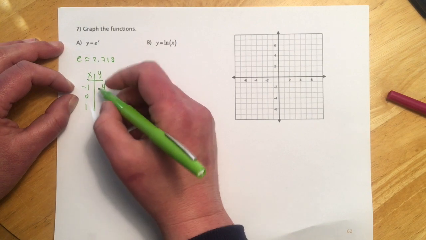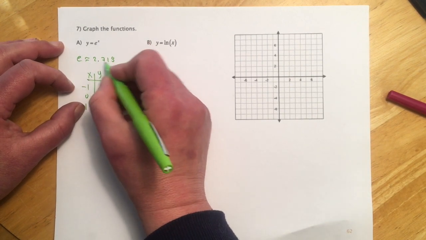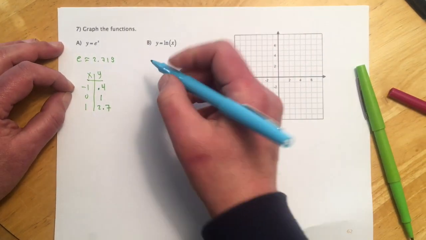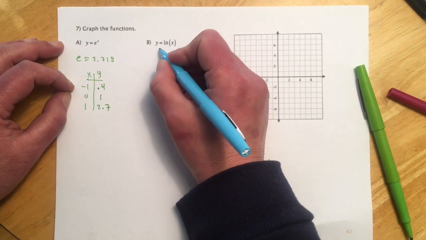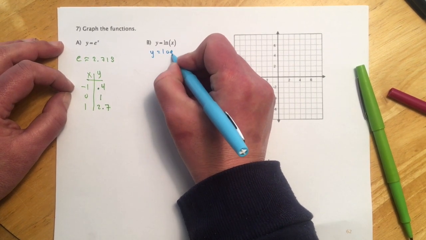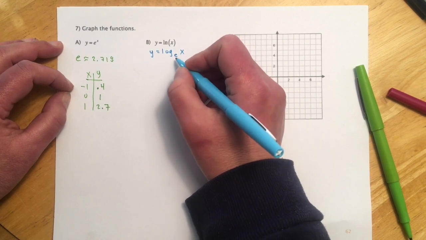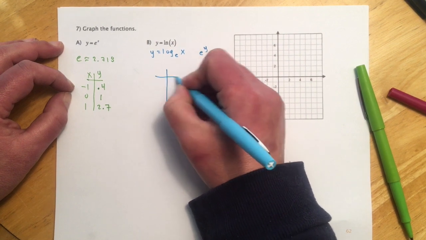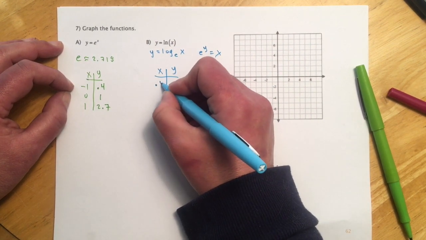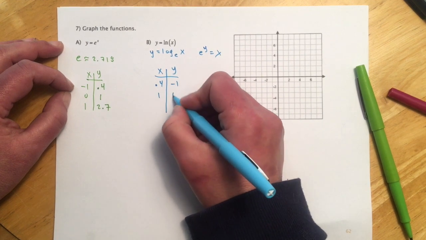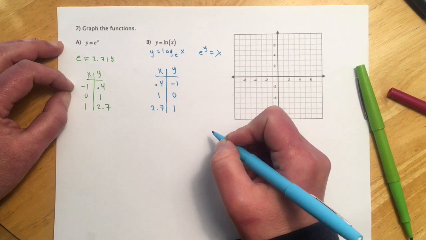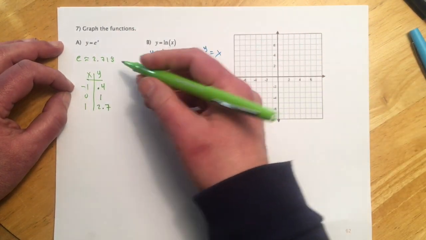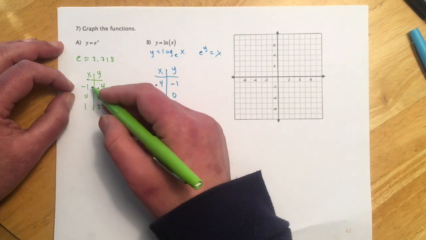e to the 0 would be 1 because everything to the 0 is 1. And then e to the 1 would just be about 2.7. And ln is its inverse, so it's basically the same thing as y equals log base e of x, and so this is e to the y equals x. So that means it's just going to be the inverse table of this one. So 0.4 gets me -1, 1 gets me 0, and 2.7 gets me 1. So like I said, not great ones for graphing, but really important exponential and logarithmic functions actually.